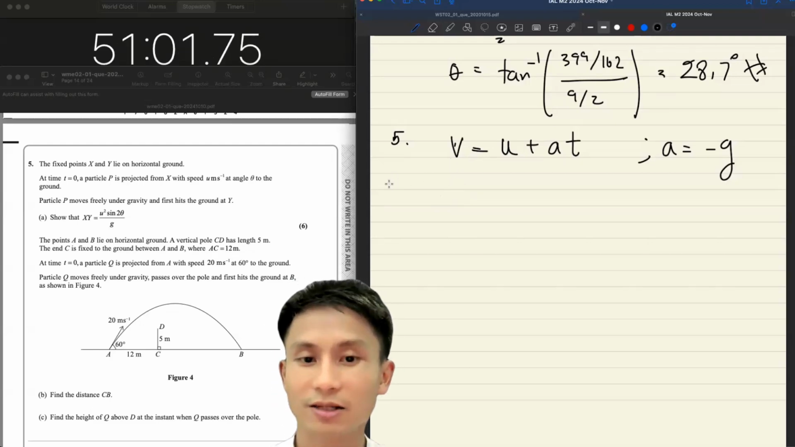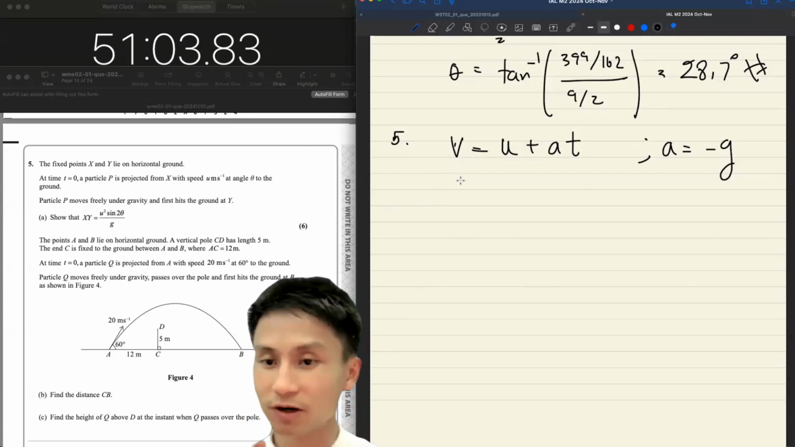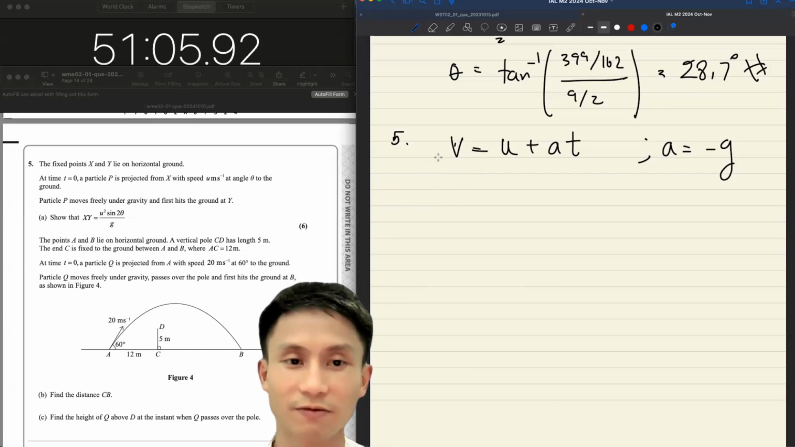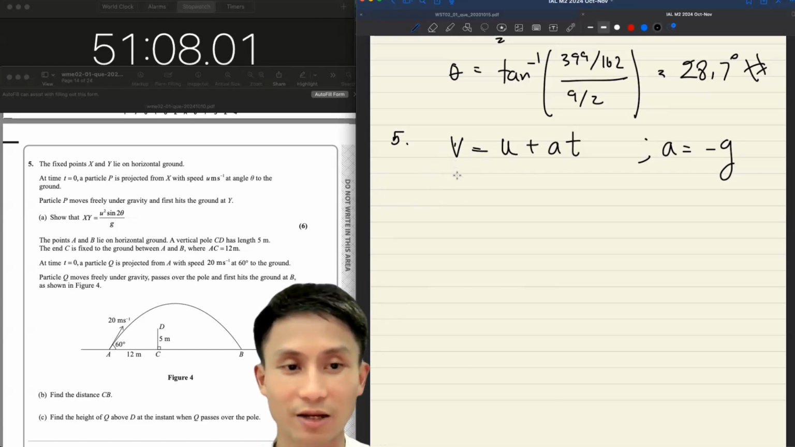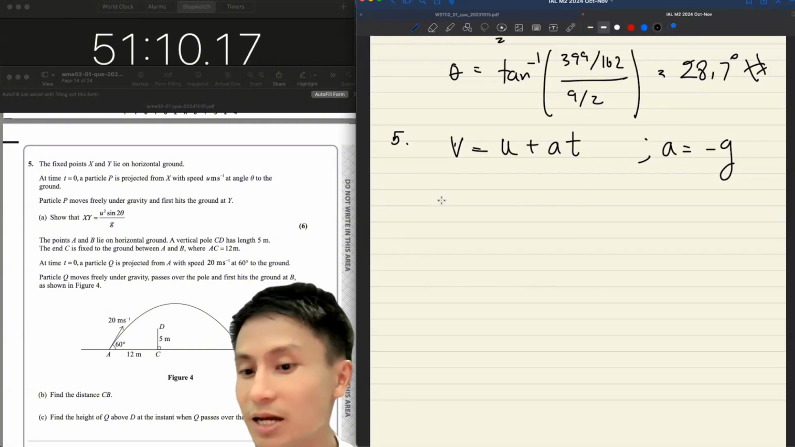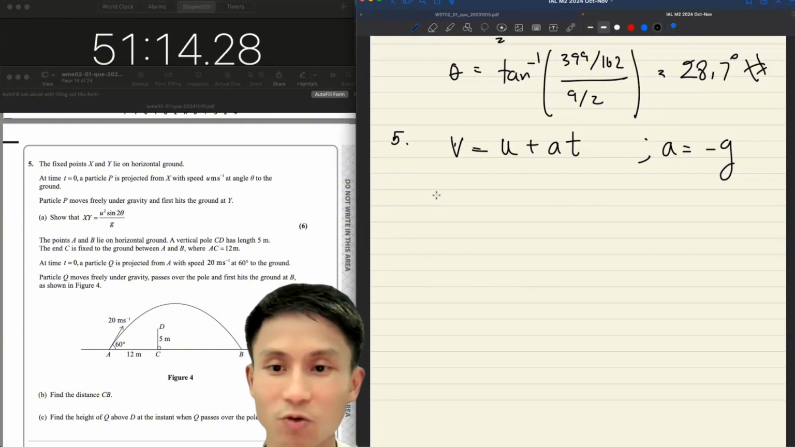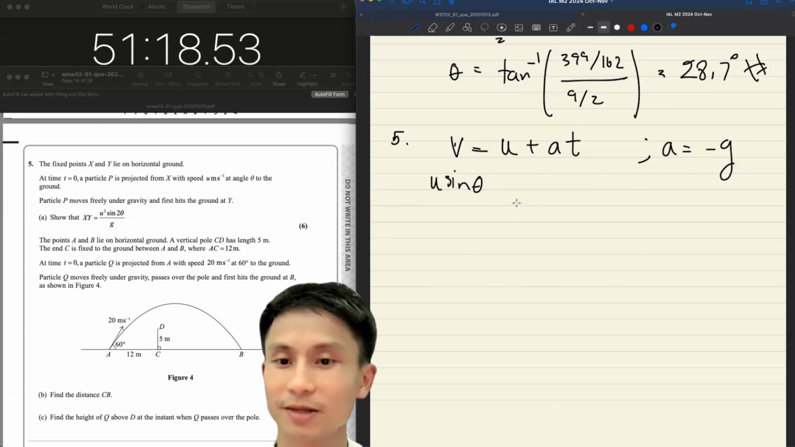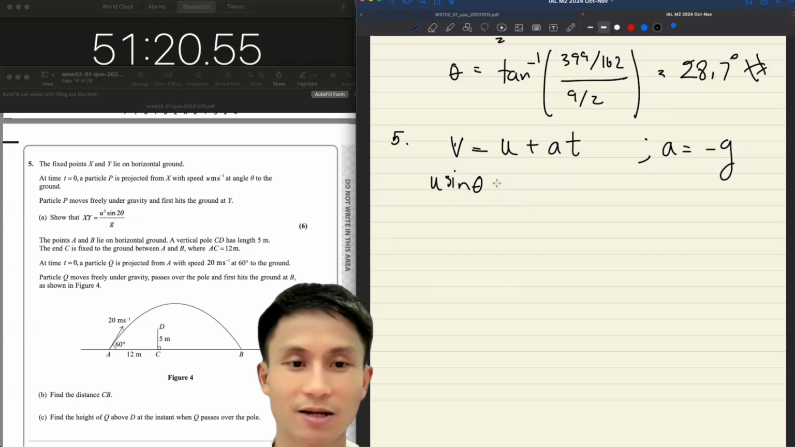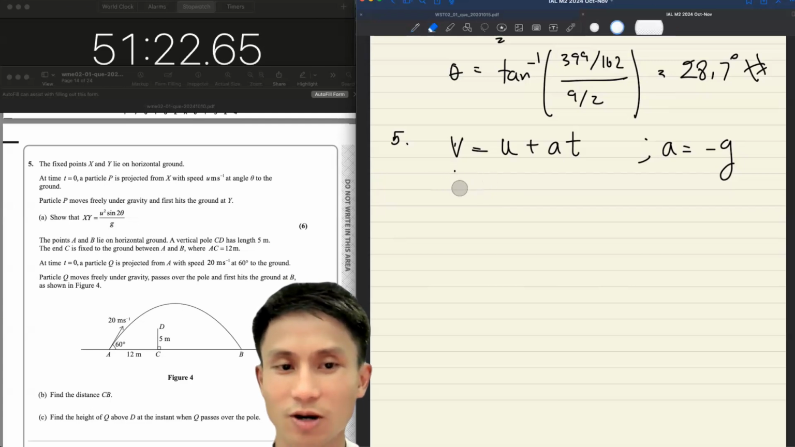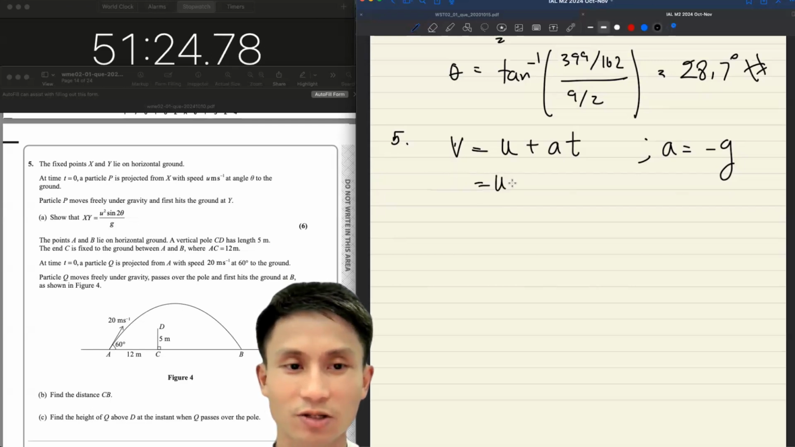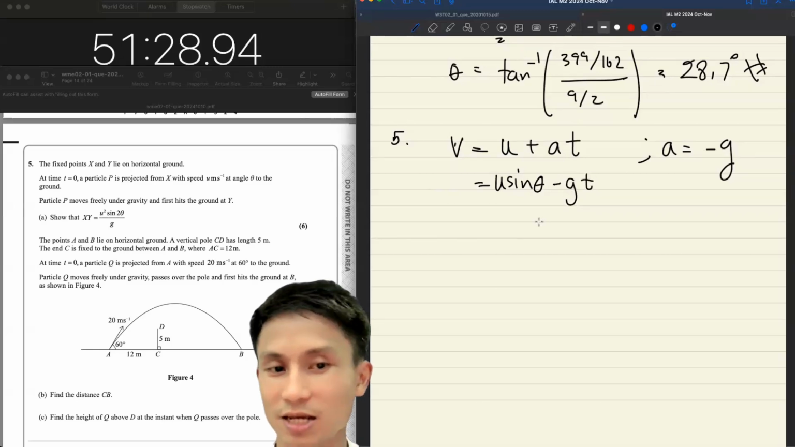So v here, this is talking about the vertical direction, guys. This is the vertical component. We can use a SUVAT equation. But u here needs to be resolved, yeah? So u there would be the initial speed times sine theta. This is u sine theta. a is minus g, t is t.